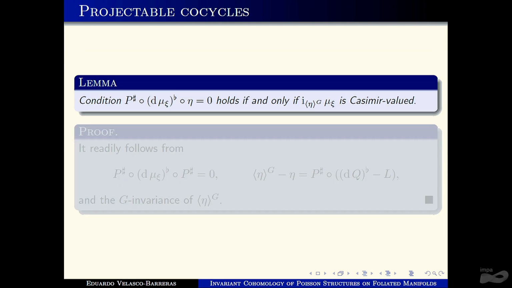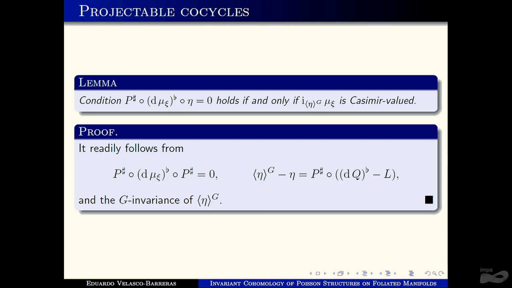So this first result says that this condition holds if and only if this differential form is Casimir valued, in the sense that when evaluated on local projectable vector fields, the result is a Casimir function. And this fact really follows from the canonicity of the action, from this relation, and also from the invariance of the average cocycle. By taking into account these three properties, we get this criterion.